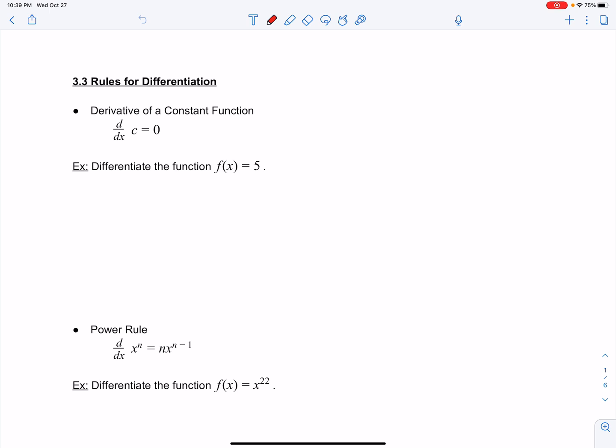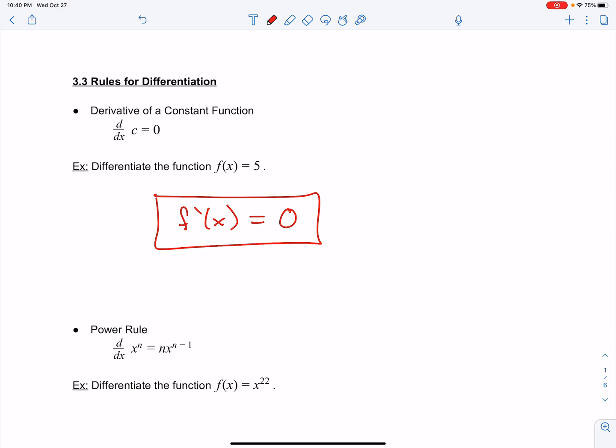So anytime we're taking the derivative of a constant, it's just going to be 0. Remember that this notation, d dx, just means the derivative of, and c just stands for a constant. So the derivative of a constant is just equal to 0. So if we're asked to differentiate the function f of x equals 5, we are looking for f prime of x, its derivative, and since 5 is a constant, its derivative is just 0.